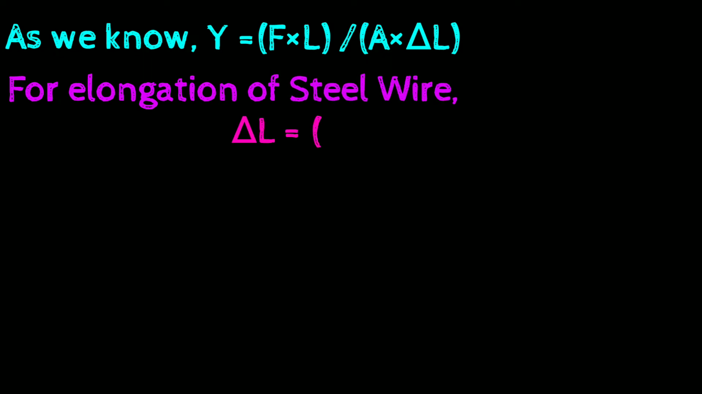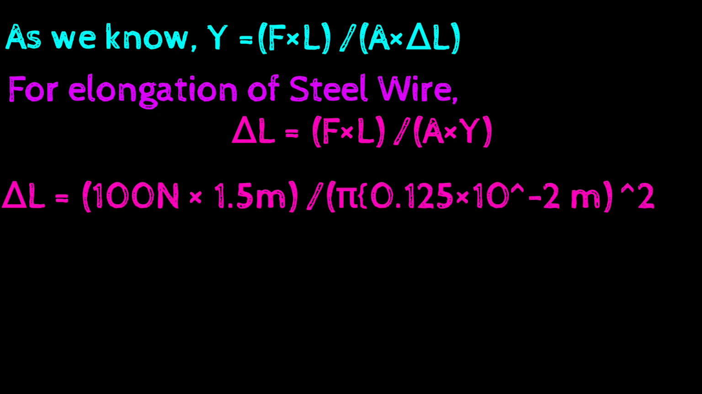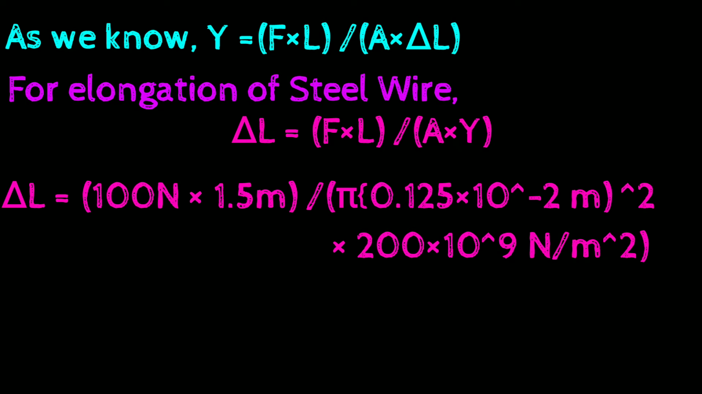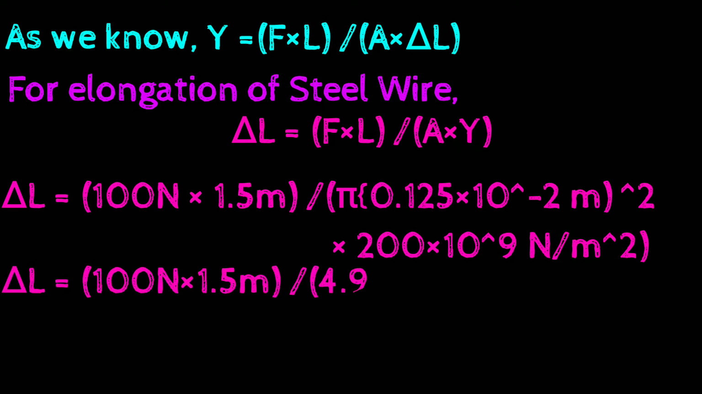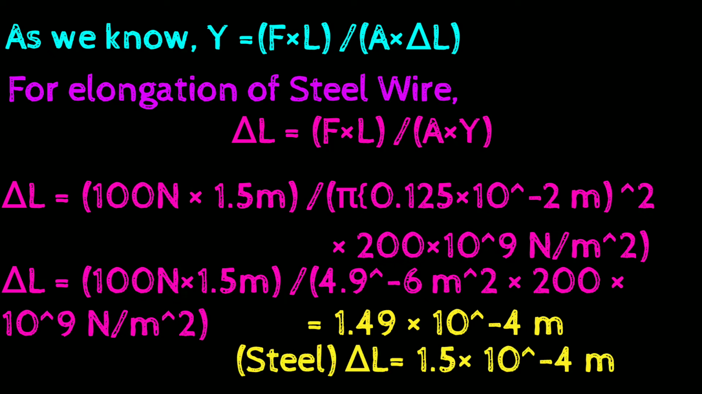For finding the elongation of steel wire, the formula will change as delta L equals force into L by A into Y. Then after putting in all the values that we know, we get a final answer of elongation of steel wire equals 1.49 into 10 to the power minus 4 meter, and after rounding off we can write it as 1.5 into 10 to the power minus 4 meter.